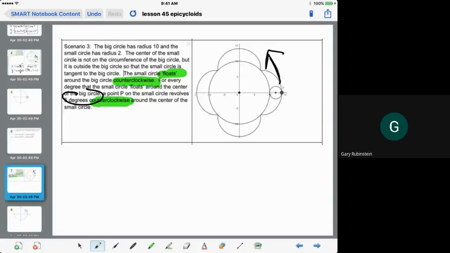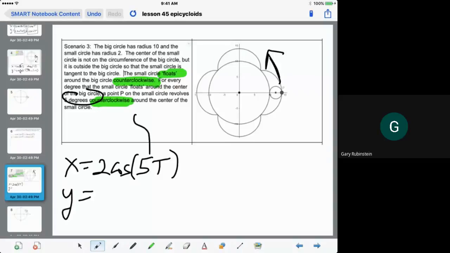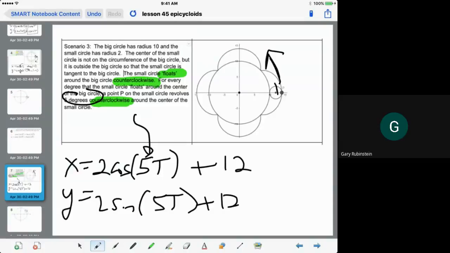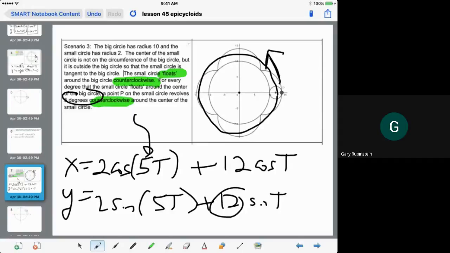That's right. The only difference between this question and the last one is that it's 2 cosine 5t. Don't put a negative, because counterclockwise we leave it positive. 2 sine 5t. The only difference is it's basically going around a bigger circle. So it's not 10 cosine t, sine t, but it's 12. We think of it as a float.